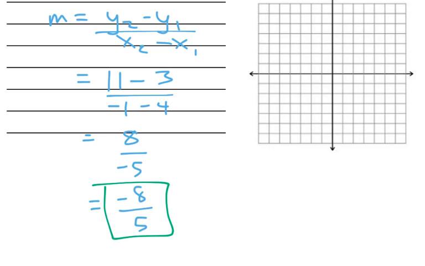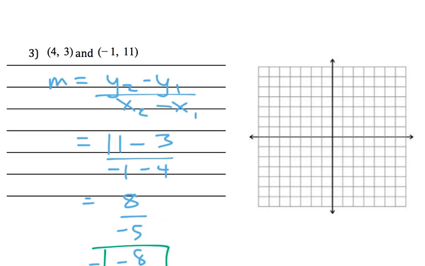The reason it's nice to see this attached to the numerator is it suggests the idea that it goes down 8 for every 5 that it runs. Whereas if I kept the positive up top, it might get a little bit misleading and confusing.